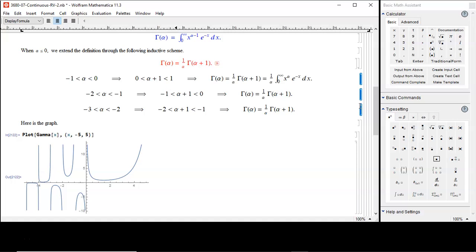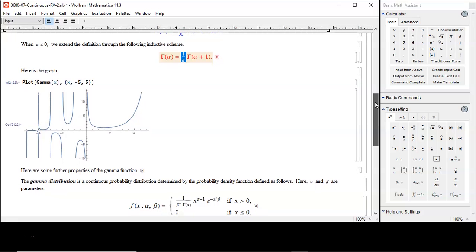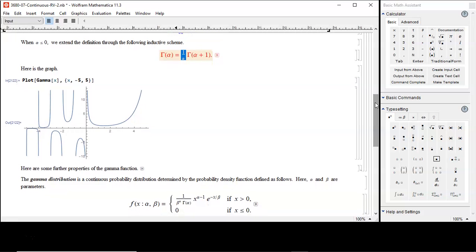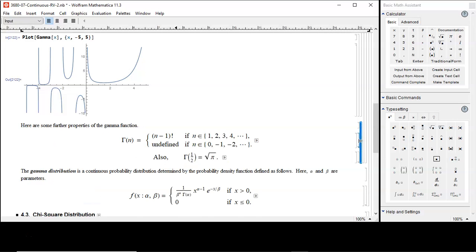Some further observations here. 1 over alpha appears, so gamma of 0 is undefined. And consequently, gamma of negative 1 is also undefined. Here are some further properties.